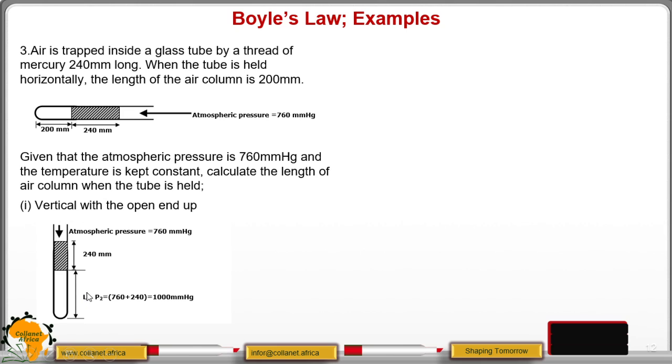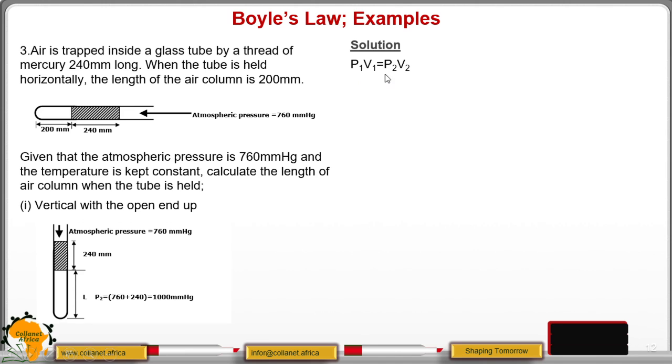Now, in this case, remember when it is like this, we have the pressure due to the atmosphere, that is the atmospheric pressure, and we also have the pressure due to the column of the thread of mercury. So the total pressure will be the atmospheric pressure plus the pressure due to this. So the total will be 760 millimeters of mercury plus 240. You get that it is 1000 millimeters of mercury. That will be our pressure P2.